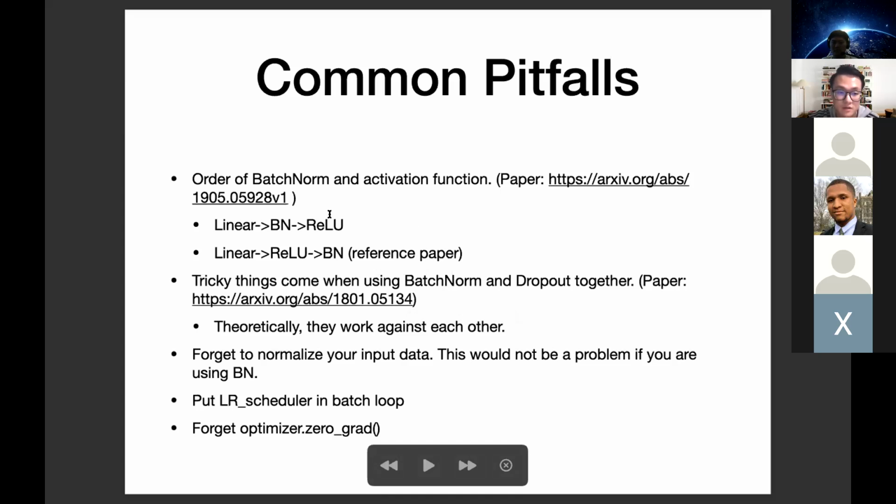And also for the order of the batch norm and the activation, like ReLU, I guess the reference paper says it should be linear, ReLU, and batch norm. I guess this second order is correct in the reference paper, but also some people use the first order.